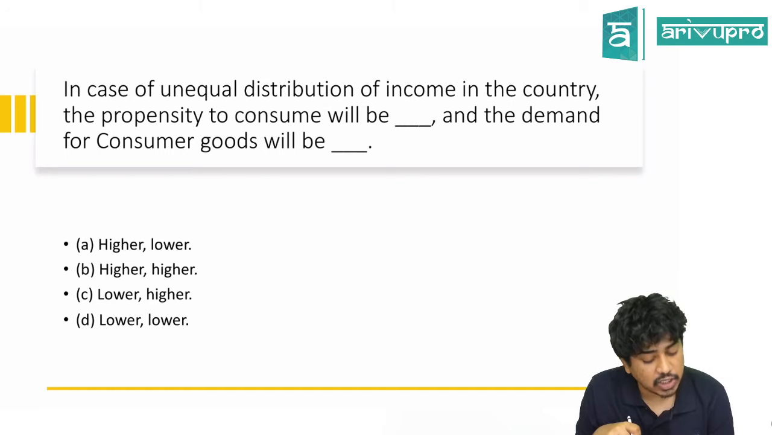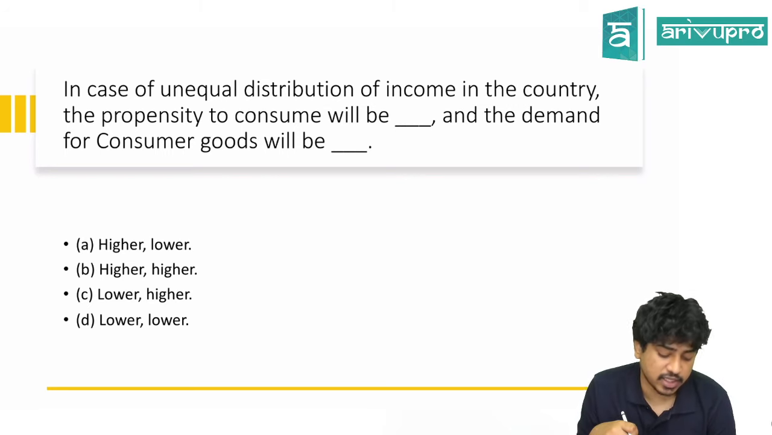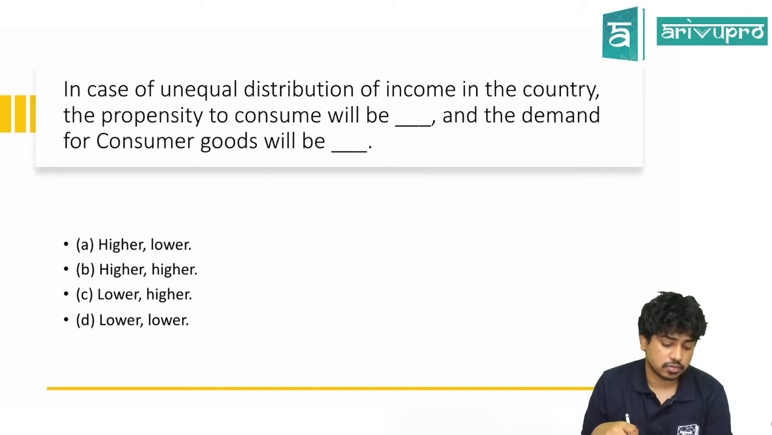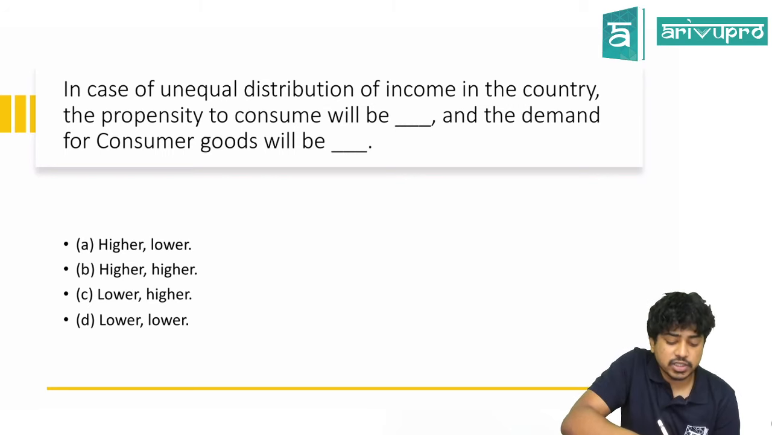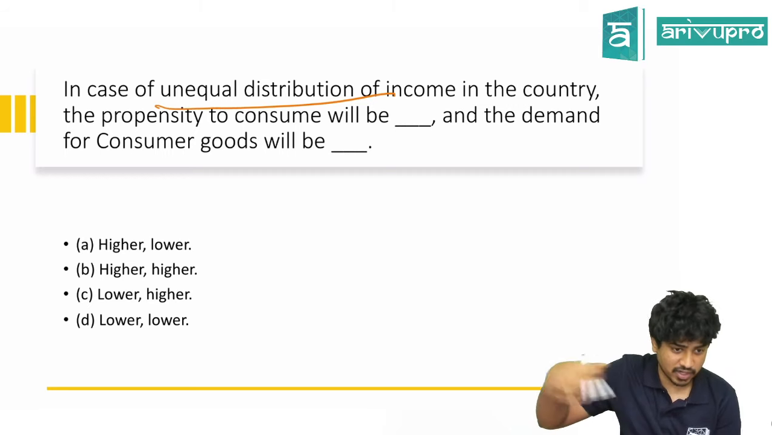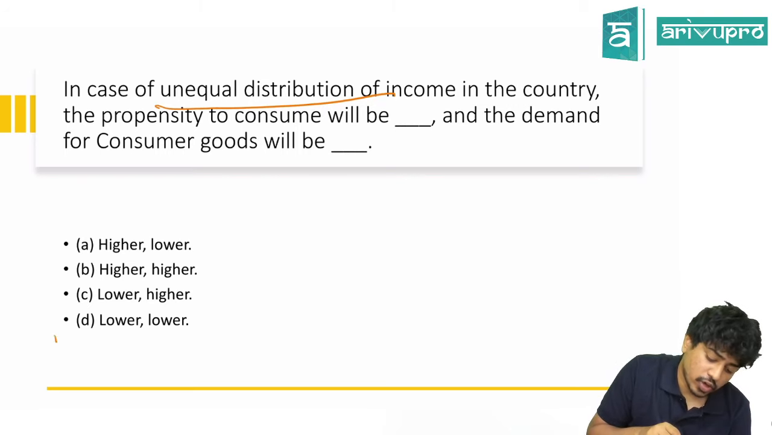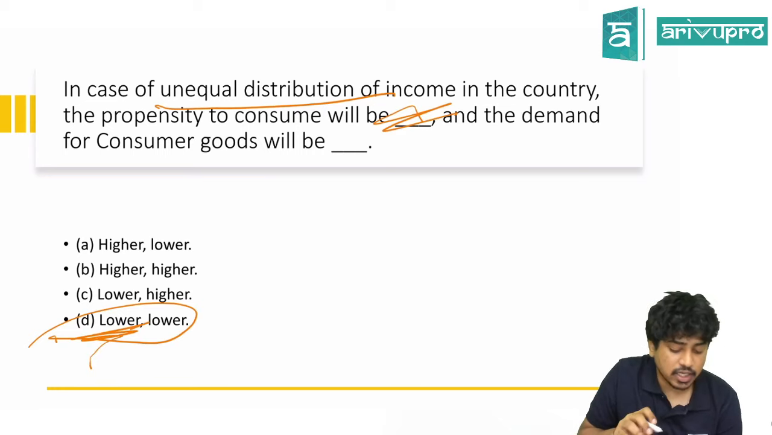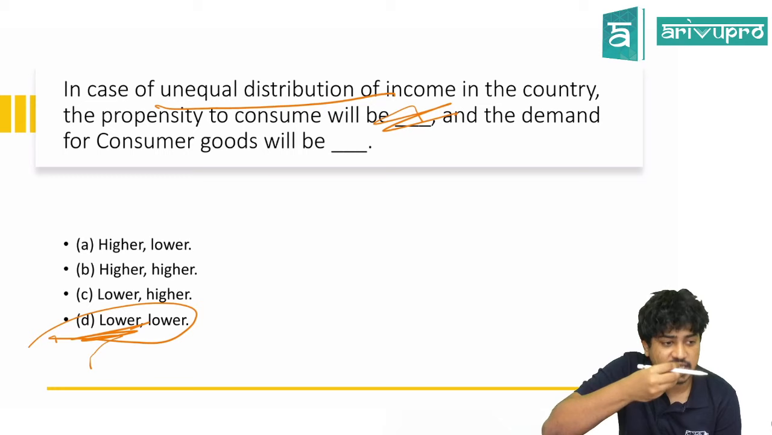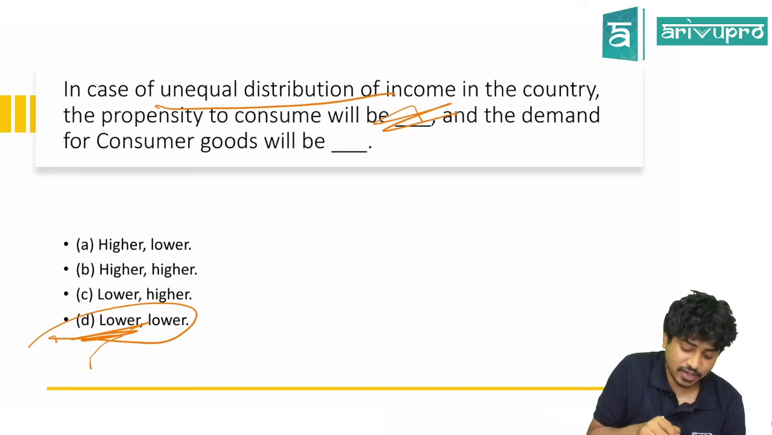In case of unequal distribution of income in a country, the propensity to consume will be dash and the demand for the consumer goods will be dash. Unequal distribution of income means, yes, we studied day before yesterday, I guess. Not everyone in the nation has equal money, right? So the ability to consume will be what? Lower. The demand for the consumer goods will be, consumer goods means daily staples. Capital goods are like car. Will you buy car or food? Food, right? So answer is C.